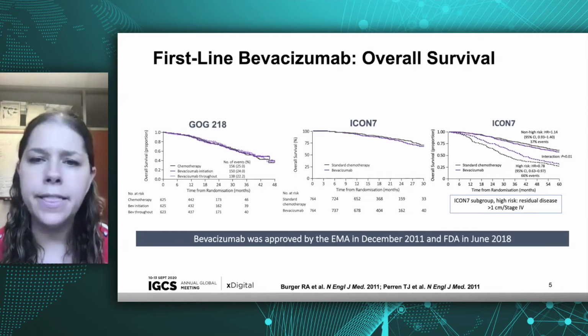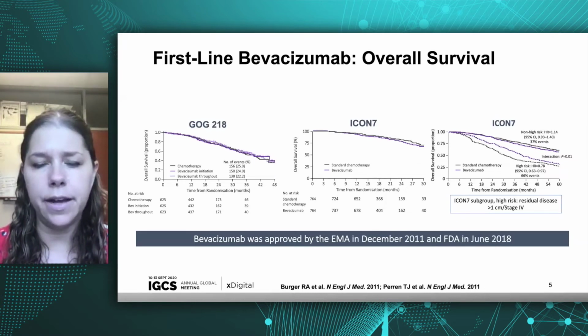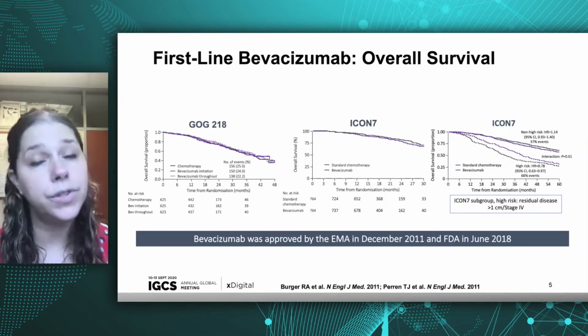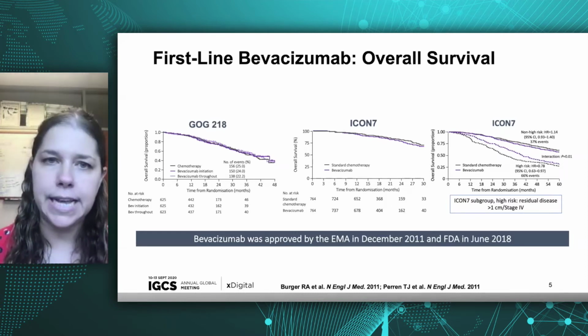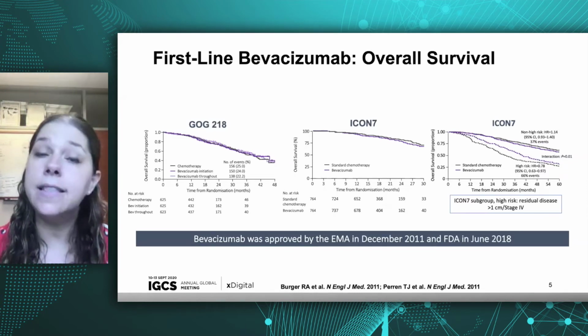Well, looking at the overall survival data in ICON 7 and that high risk subgroup that they defined, which was residual disease more than 1 centimeter or stage 4. Now those patients did see a survival benefit. So perhaps high-risk disease is the biomarker we can use.